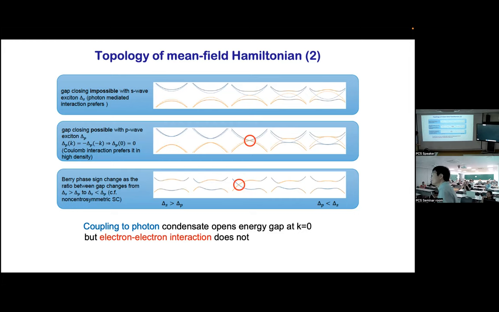On the other hand, the gap closing is possible with a P-wave exciton. And that's because a P-wave exciton by definition cannot gap out K equals zero. So at some point you can actually close the gap at K equals zero. And that actually means that you can have a change in your Berry phase with the P-wave pairing.